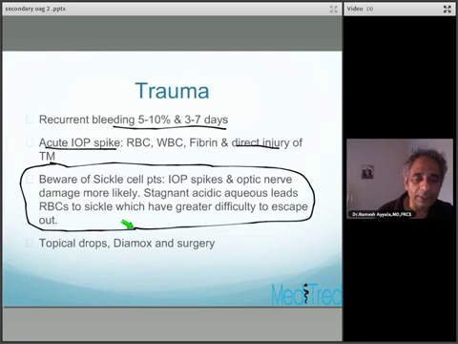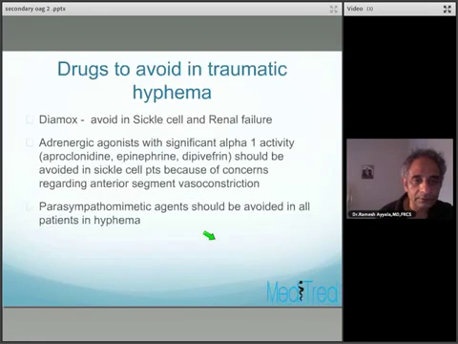Now, in terms of treatment to control the intraocular pressure following trauma, you can look at the 3 modes of treatment: topical medications, oral anti-glaucoma medications such as Diamox, and surgery. There are some drugs that you would like to avoid in traumatic hyphema. For example, Diamox. You want to avoid Diamox in patients with sickle cell disease and renal failure.